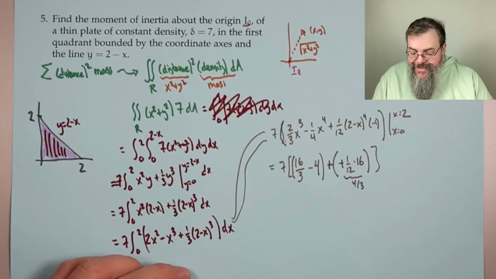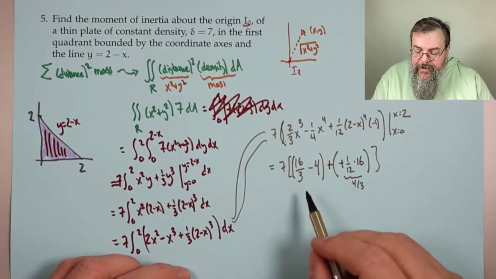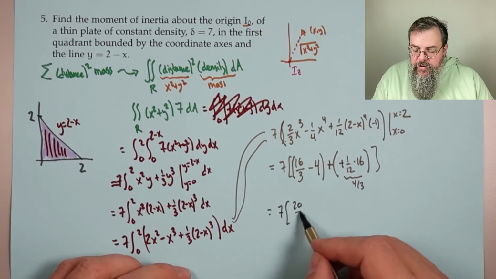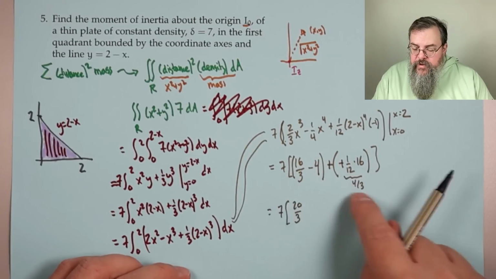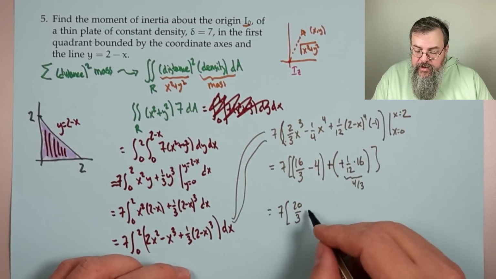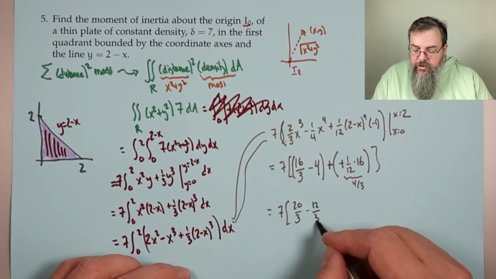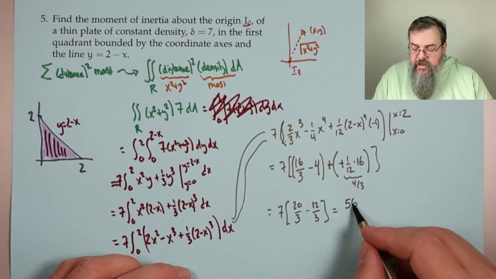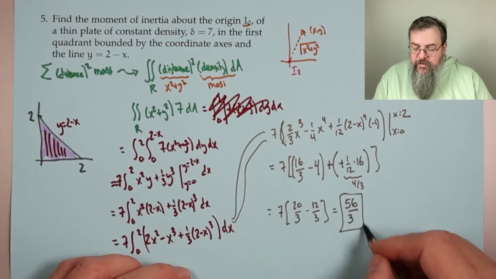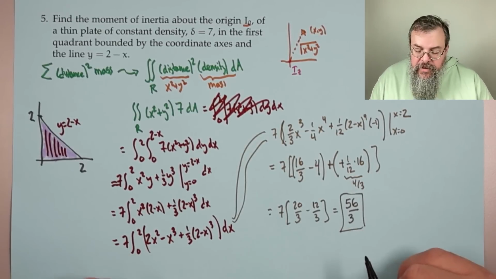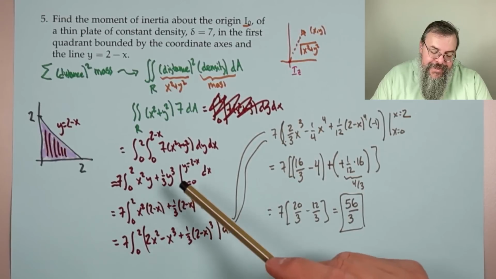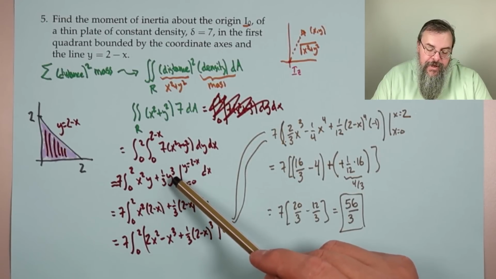Yes? Good? Okay, and now we have 16/3 plus 4/3. Well, that makes 20 over 3. 16 plus 4 is 20. Subtract 4, subtract 12 over 3, and that gives us 8 over 3. And then if you multiply by 7, that leaves us with 56 over 3. All right, good, good. Actually, that was a little bit easier than I thought, because I was nervous. Because initially when I saw this, I was like, you have to integrate y cubed. That's terrible.